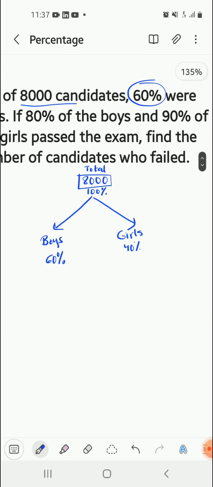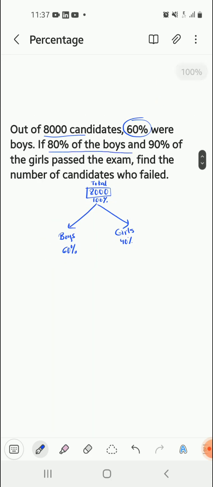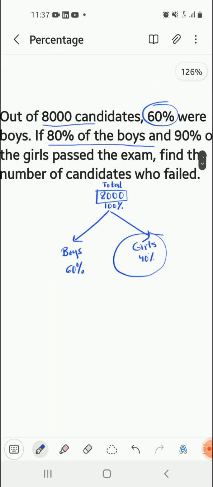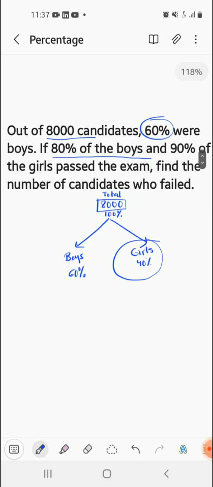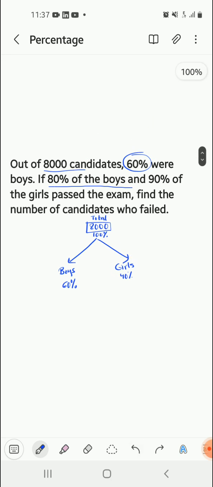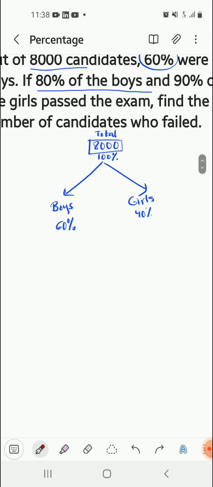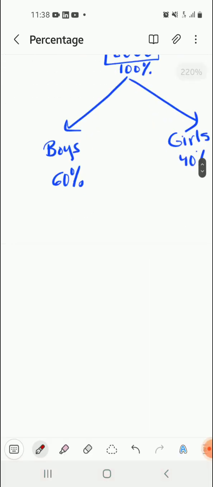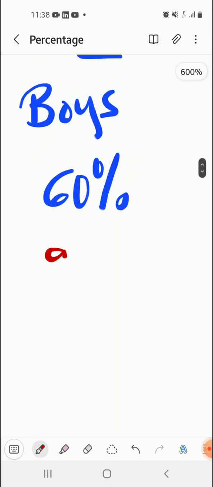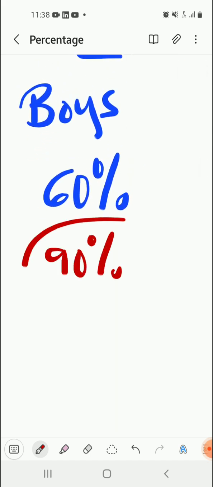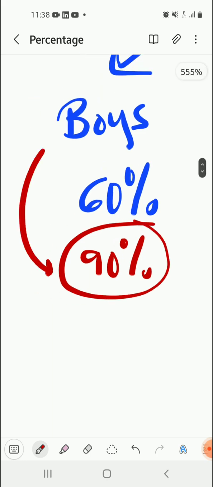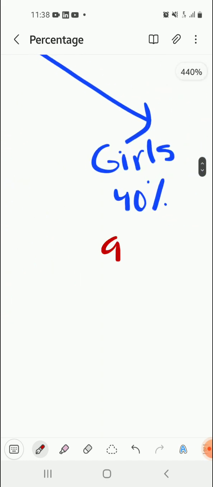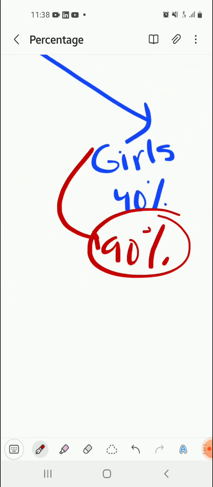Now, we have said that 80% of the boys and 90% of the girls passed the exam. Find the number of candidates who failed. So let's do it. First statement we are going to write. First write the simple thing, that is, 80% of the boys have passed, and 90% of the girls have passed.